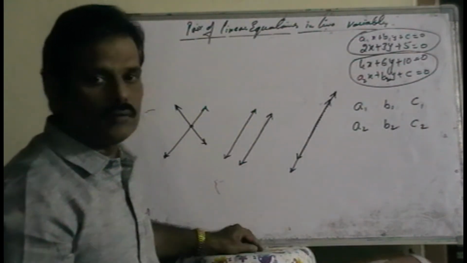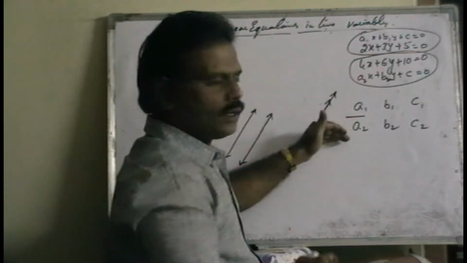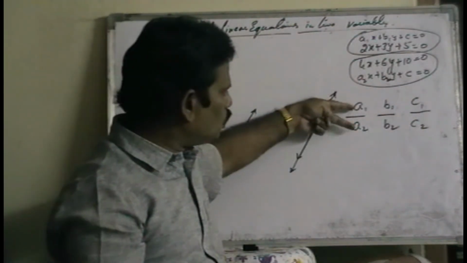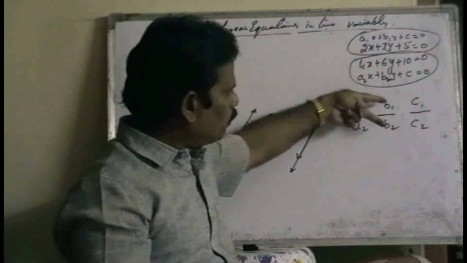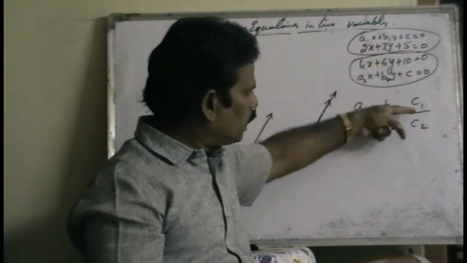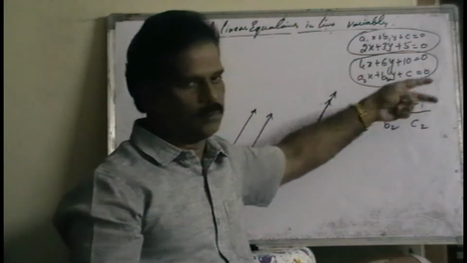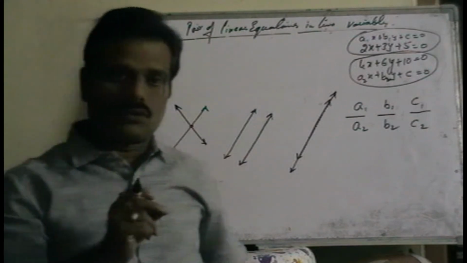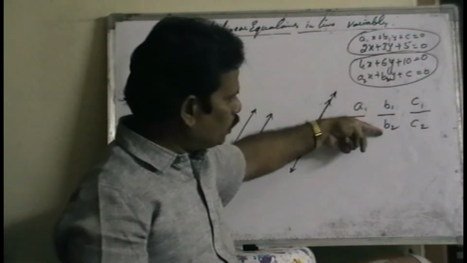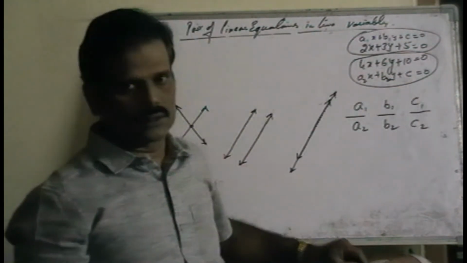Now ratio means what? a1 by a2 is nothing but a ratio, a fraction. a1 by a2 is the ratio of the x coefficients. b1 by b2 is the ratio between the y coefficients. c1 by c2 is the ratio between the constants. So a1 by a2, b1 by b2, c1 by c2 are the ratios of the coefficients.